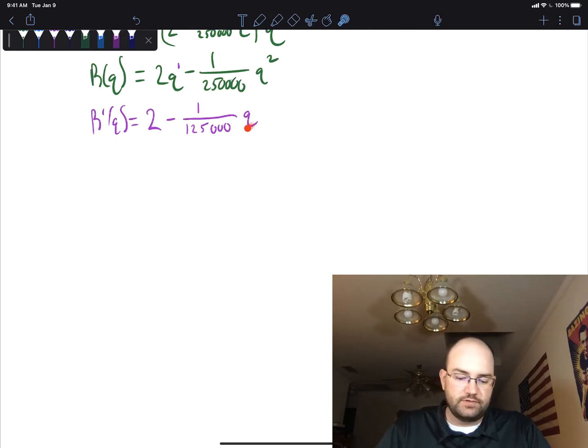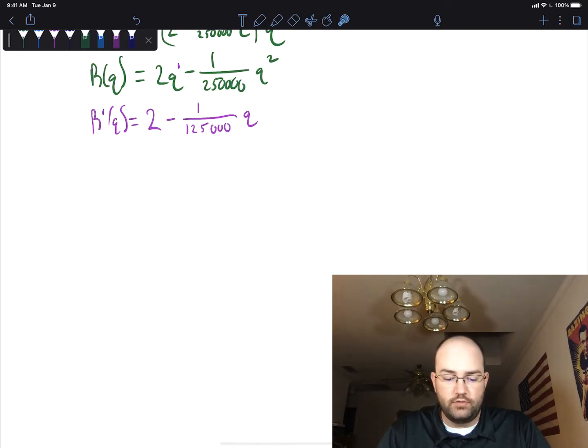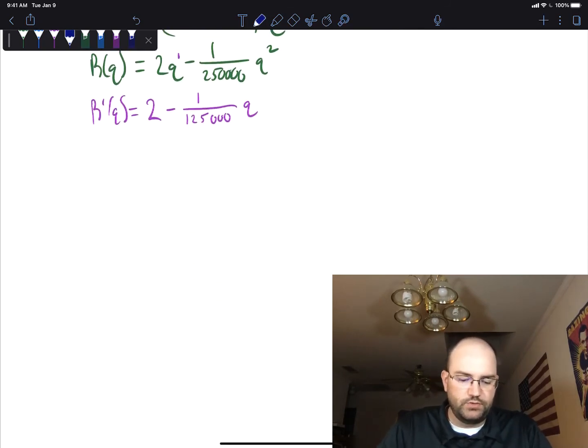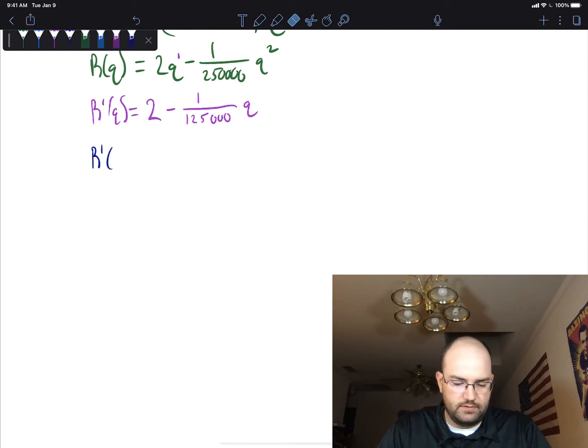Good. So this is the marginal revenue as a function of the quantity supplied. Notice that this is a linear function, the y-intercept is 2, and the slope is negative 1 over 12,500. Because it's a negative slope, at some point the marginal revenue will be negative. We'll talk more about that a little later. But for now, we just want to know the marginal revenue when Q equals 10,000. In other words, we want to find R prime of 10,000.